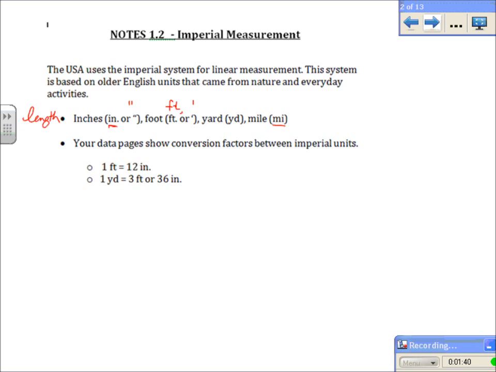Your data booklet shows you the conversion factors that we're going to need for this chapter. So for example, 1 foot is equal to 12 inches. That's one conversion factor. 1 yard is equal to 36 inches or 3 feet. Let's have a look at our data booklet right now, just so you know what I'm talking about.